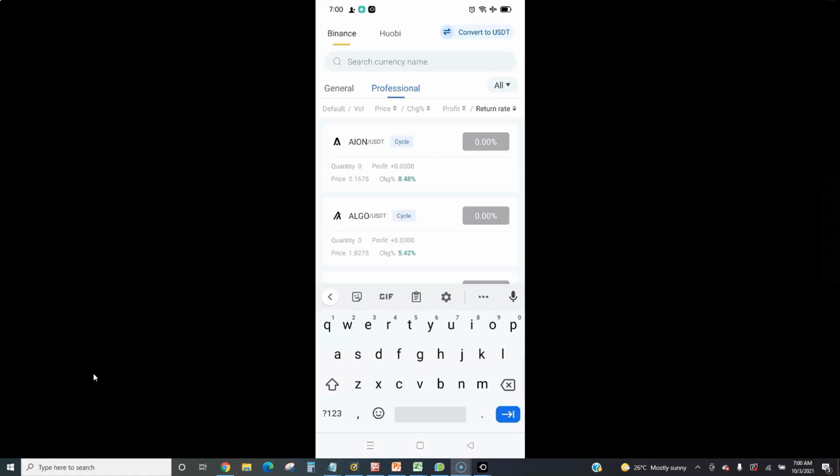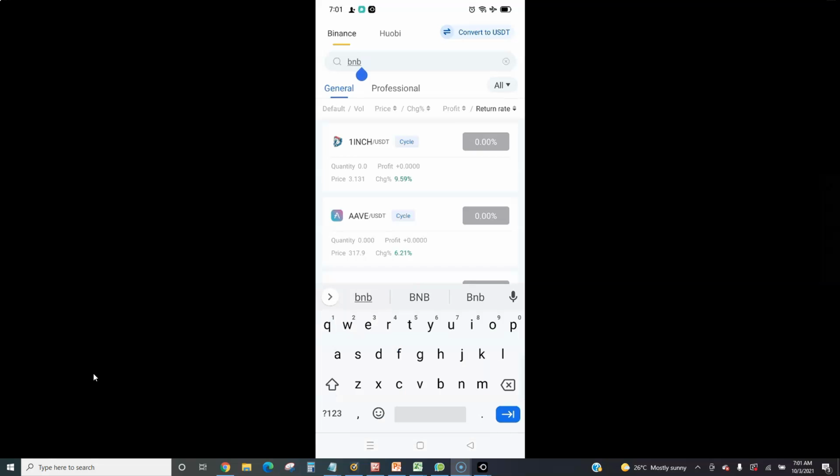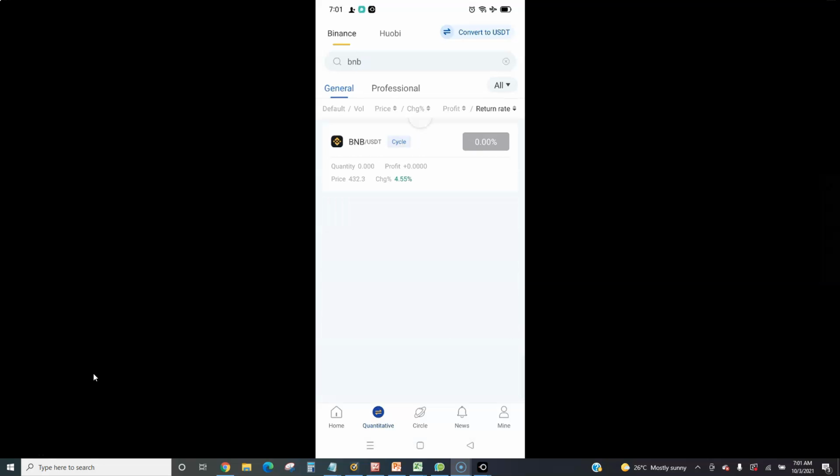Now, the second one that we need to look into, remember if you didn't see it, you will change to professional or general, BNB. BNB is not on professional. We look for it on general, BNB. BNB is there. This is plus 4.55. We can still go for it. I've explained that one earlier.